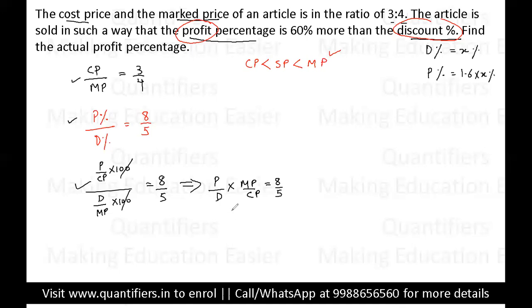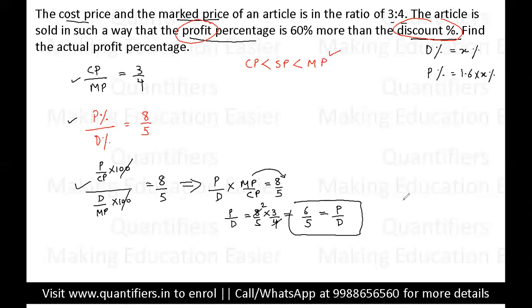यहाँ से हम क्या कर सकते हैं? यहाँ से हम कह सकते हैं that profit by discount will be equal to 8/5 into CP by MP, right? If I bring this to the right hand side, it will be into CP by MP. And I know that CP by MP is nothing but 3 by 4. So students, from here I'll get 4 into 2 is 8. So I'll get 6 upon 5. 6 upon 5 students हमारे पास रेशियो आ गया है. This is profit upon discount ratio. Very, very important information. Students, ये actual profit और actual discount का रेशियो आपके पास है.